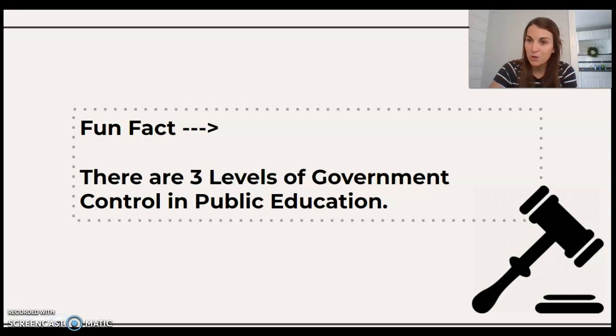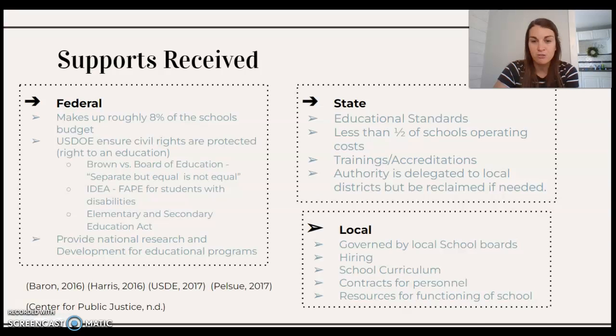Fun fact, moving forward with a little bit more of the module, there are 3 levels of government control in public education. Those 3 levels are federal, state, and local. Looking a little bit deeper into these levels with the supports that we receive from each one as a district. The federal level makes up roughly 8% of the school's budget. It also ensures civil rights are protected, so equality for all kids.